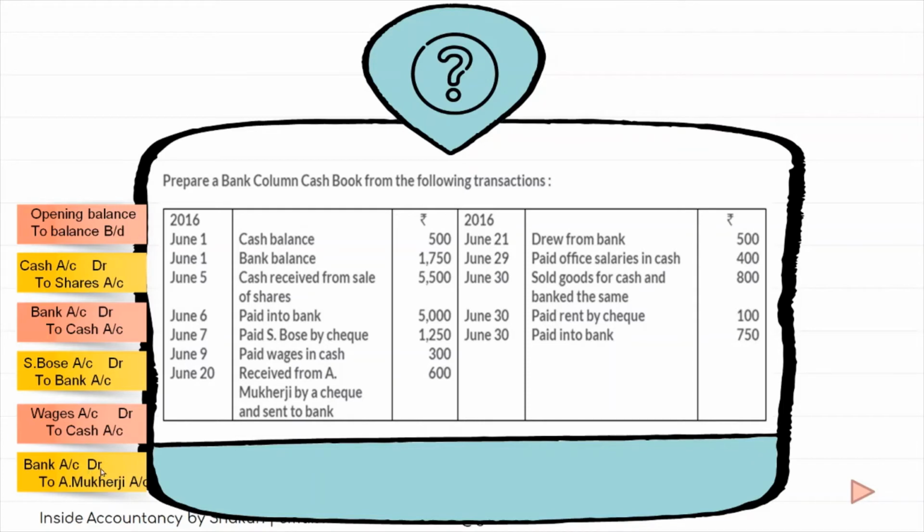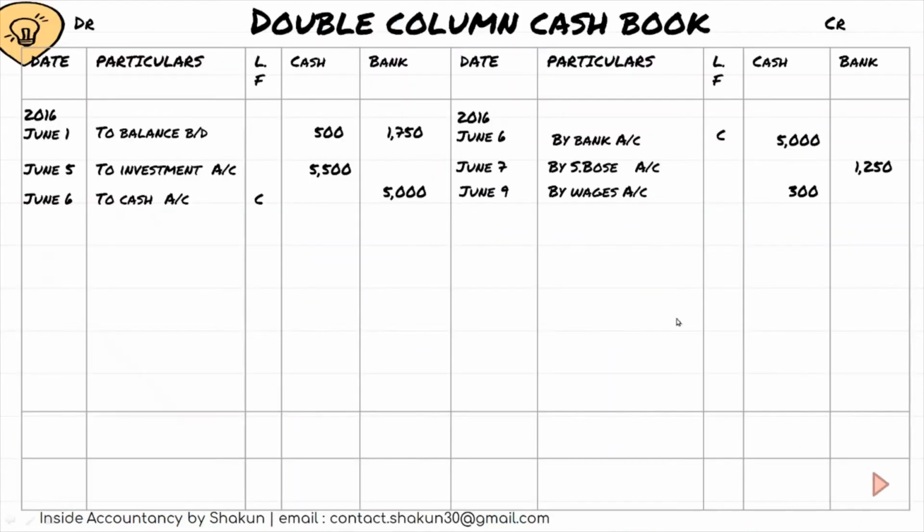So bank account DR to A. Mukherjee, bank is being debited in the name of A. Mukherjee. Therefore, in the cash book on the debit side, we will write to A. Mukherjee and the amount is written under bank. Why? Because we had received the check and we had deposited it into the bank.